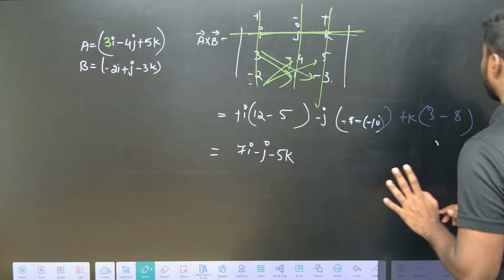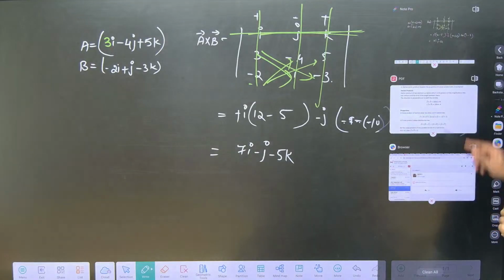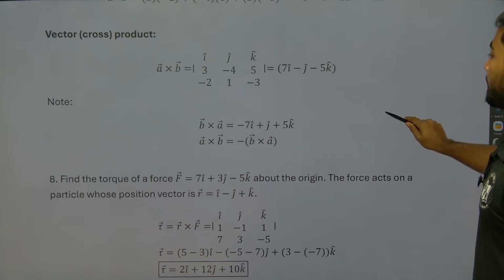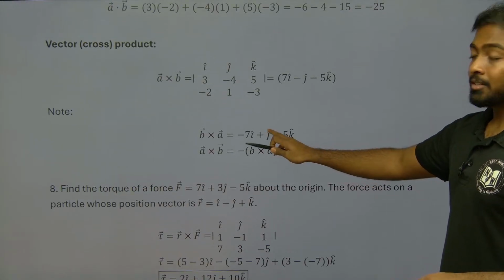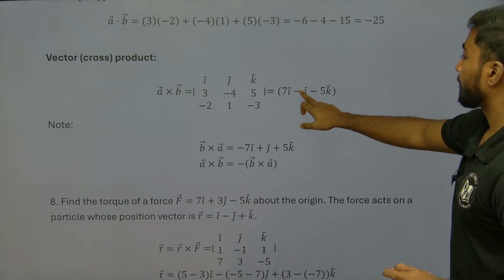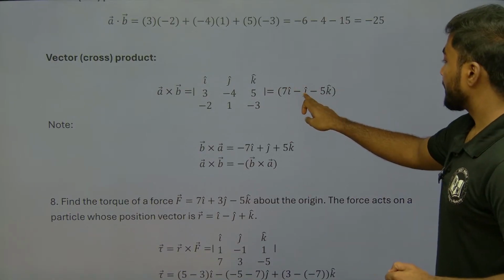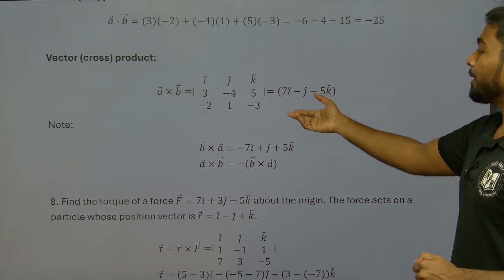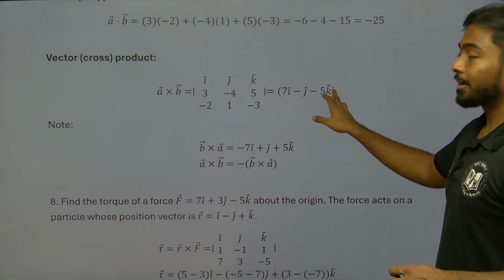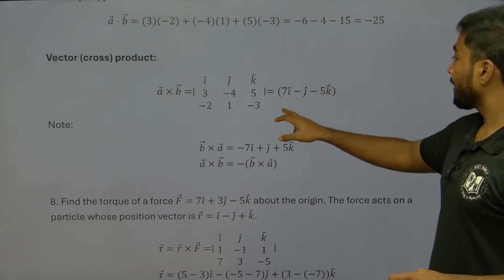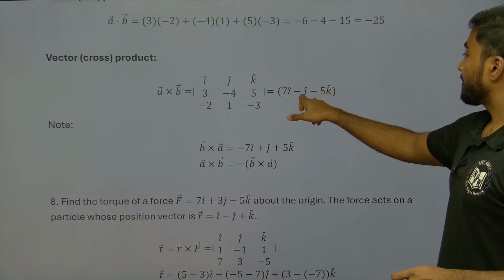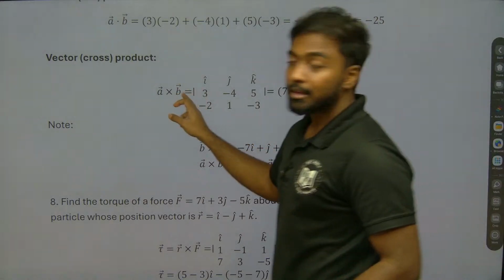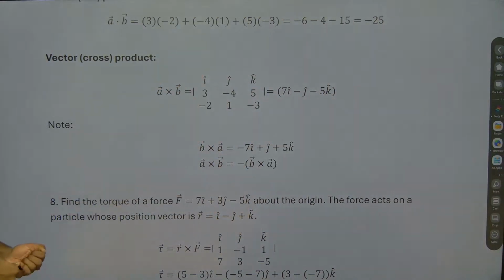Let us check that answer, okay. If you see here, 7i minus 7j minus 5k should come, yes, it's there. When I take in the reverse manner, it will be minus 7i plus j plus 5k, right. So A cross B and B cross A, we cross checked it.